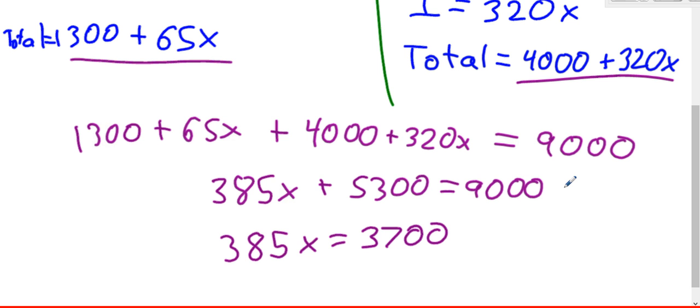Subtract, you get 3,700. And then divide by 385 to get X, which is a decimal. About 9.61. That was X, which was time, so that's years.